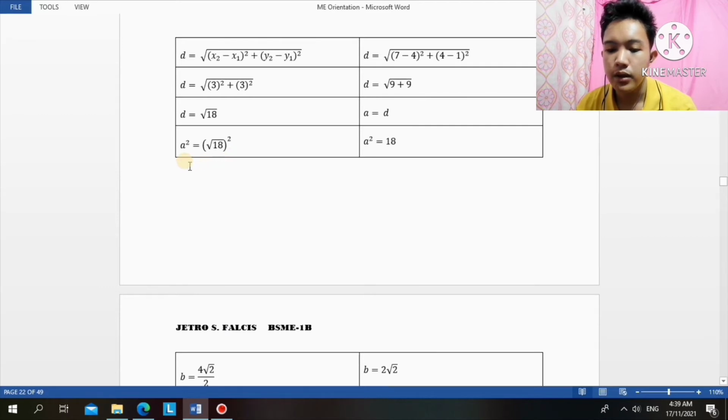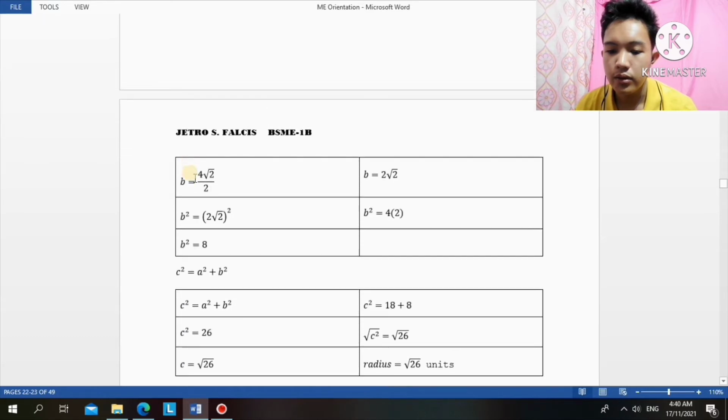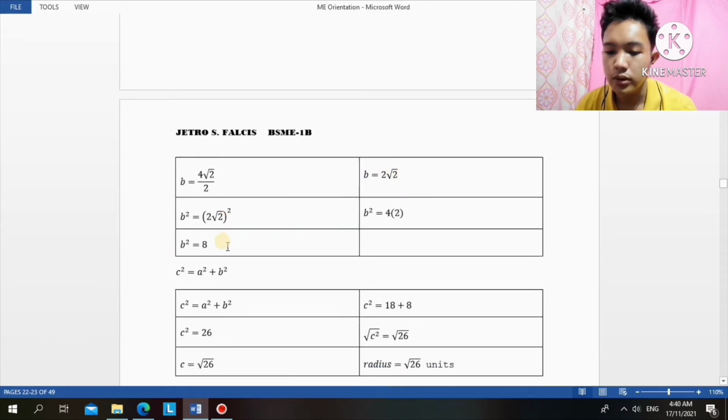So to get A squared, square both sides. So A raised to 2 will become A squared, and the square root of 18 raised to 2, so cancel the square root and squared. So our A squared is equals to 18. So then our B is equals to 4 square root of 2 over 2. So B is equals to 2 square root of 2. So to get B squared, square both sides. So 2 raised to 2 is equals to 4. Then cancel the square root of 2. So B squared is equals to 4 times 2. So our B squared is equals to 8.